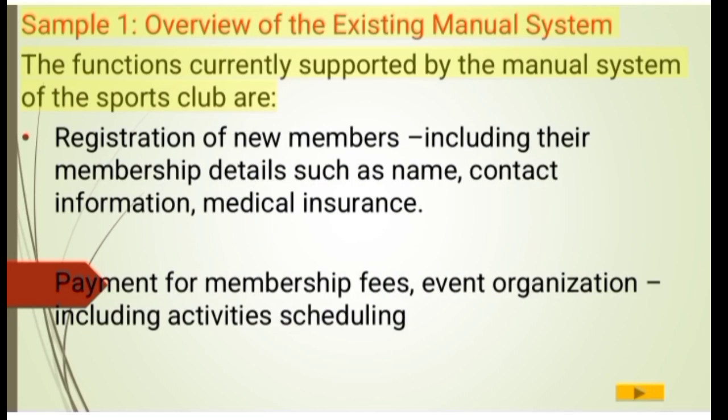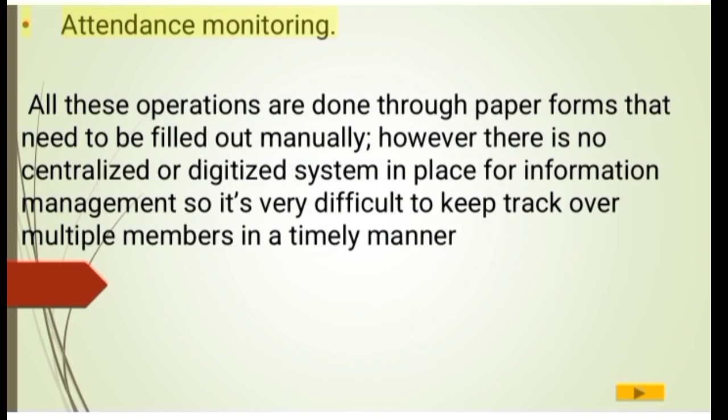Sample 1. Overview of the existing manual system. The functions currently supported by the manual system of the sports club are registration of new members including their membership details such as name, contact information, medical insurance; payment for membership fees; event organization, including activities scheduling; and attendance monitoring. All these operations are done through paper forms that need to be filled out manually. However, there is no centralized or digitized system in place for information management, so it's very difficult to keep track of multiple members in a timely manner.